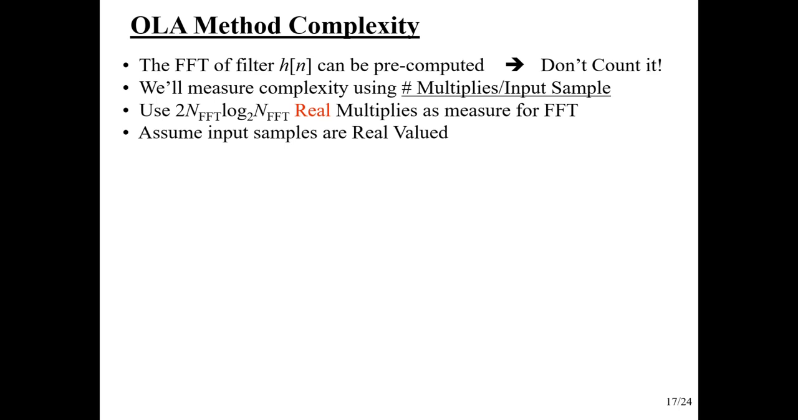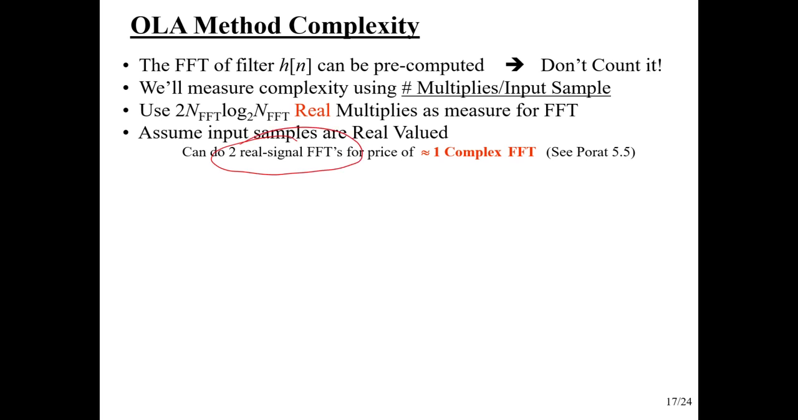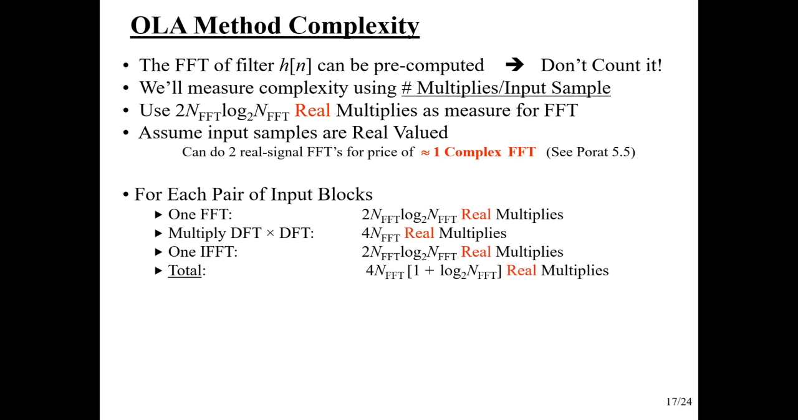We're going to assume, as is the case for audio, that our inputs are real valued samples. There are applications like radar and communications where our input samples might end up being complex valued for various reasons. But for audio, they're going to be real valued. And so there is a trick. We will see this trick later. But you can do 2 real signal FFTs for the price of 1 complex FFT. If you want to read about that in Parratt, I tell you where to go and read about it. But we'll see that result later as well.